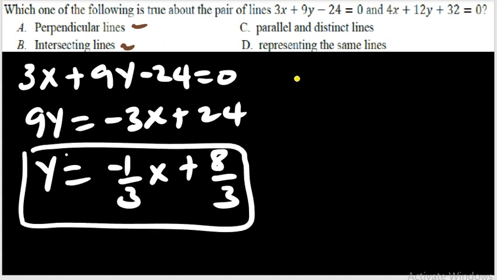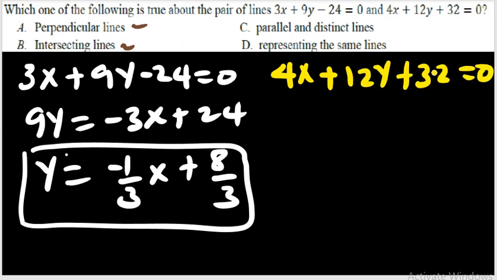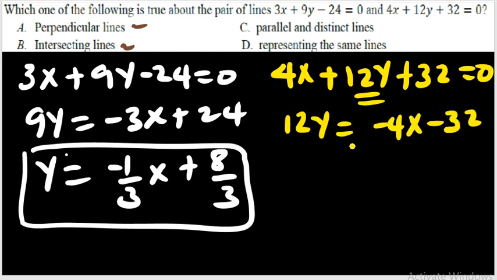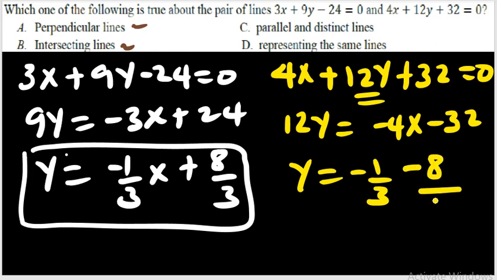The second one is 4x plus 12y plus 32 is equal to 0. Again, keep the y alone: 12y is equal to negative 4x minus 32. Then divide by 12. Y is equal to negative 4 over 12, which means negative 1 over 3 x, and 32 over 12, we can divide by 4, so negative 8 over 3. Yes, by 4 you can simplify.